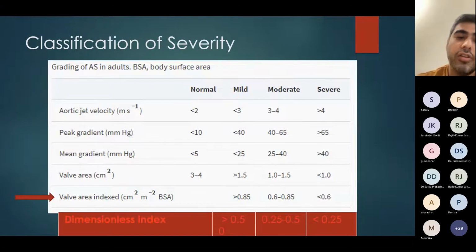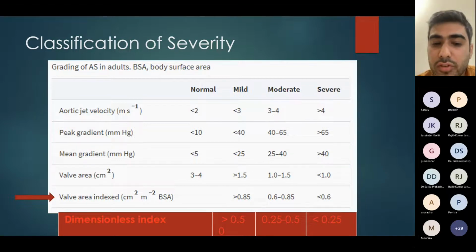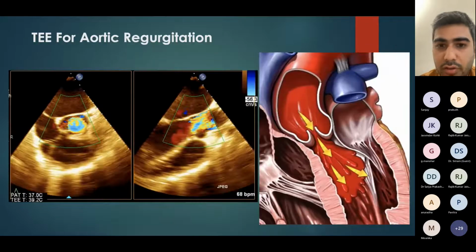Once all these assessments have been done, we come to classification of the severity of aortic stenosis. It's based upon the aortic jet velocity. If it's more than 4, we call it severe. Peak or mean gradients are more than 65 and 40. It's important to have an indexed valve area of less than 0.6 because of the BSA. The valve area can vary depending upon if it's a small height individual or a very tall and high BSA individual. The dimensionless index also plays a role, and less than 0.25 indicates severe stenotic lesions.